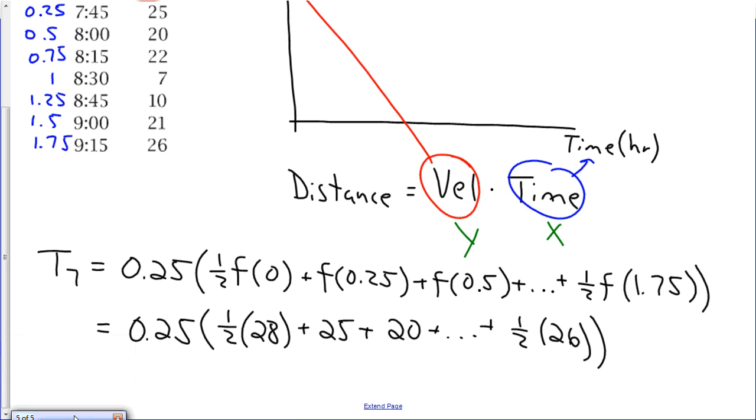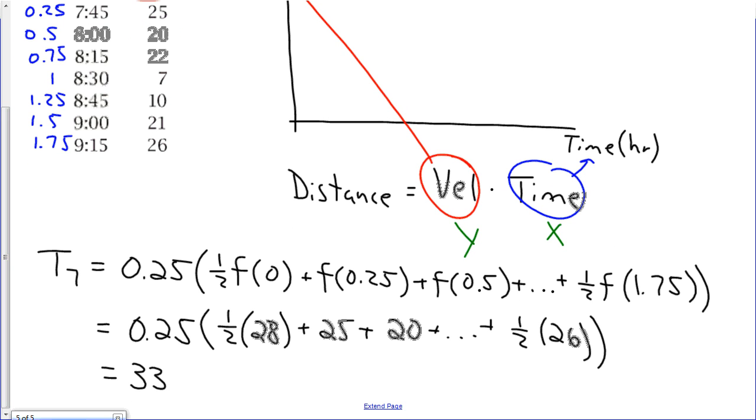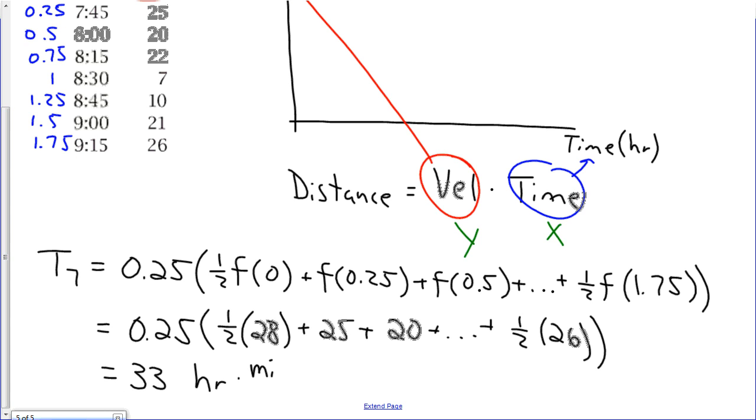This turns out to be equal to 33. Not only that, we should be able to put units on this, and because it's a product of x and y here, the units are a product of the x units and the y units. So the x units are in hours, and the y units were in miles per hour. Notice the hours cancel out, and we're left with just miles. So it turns out that this is equal to 33 miles. And that's how we calculate a definite integral using trapezoids.